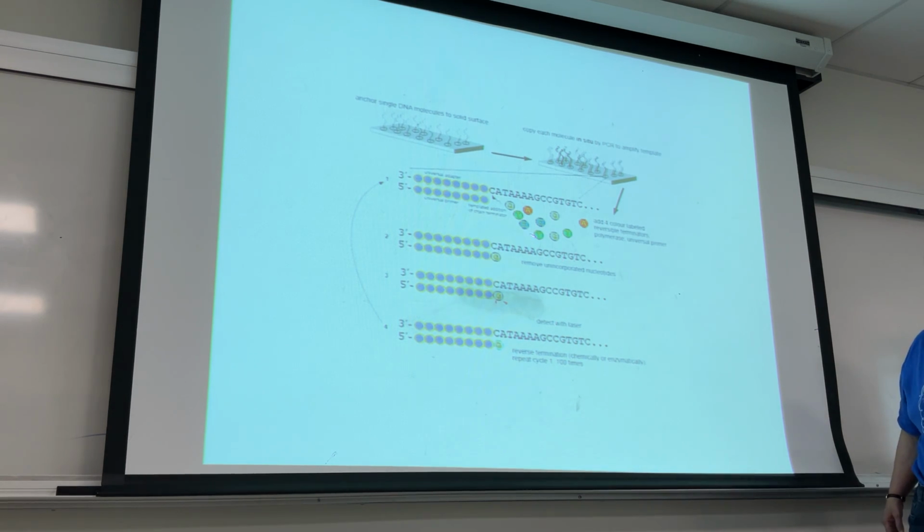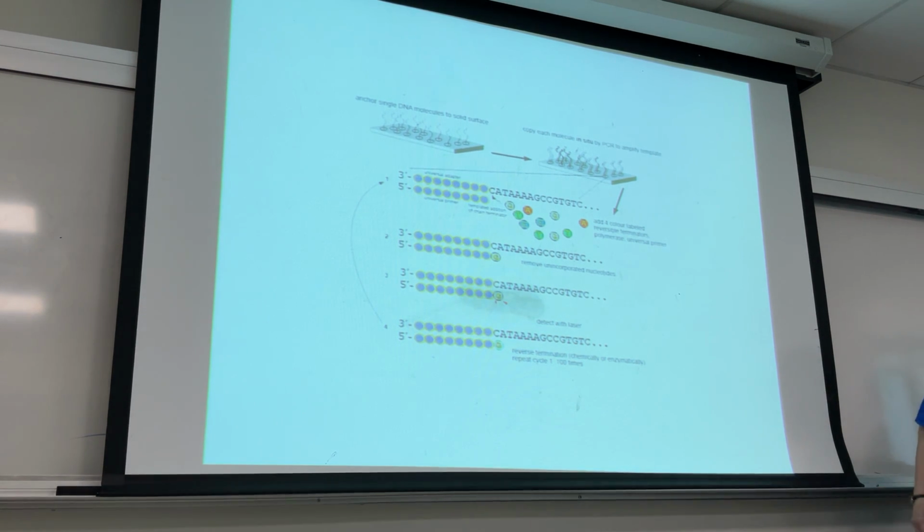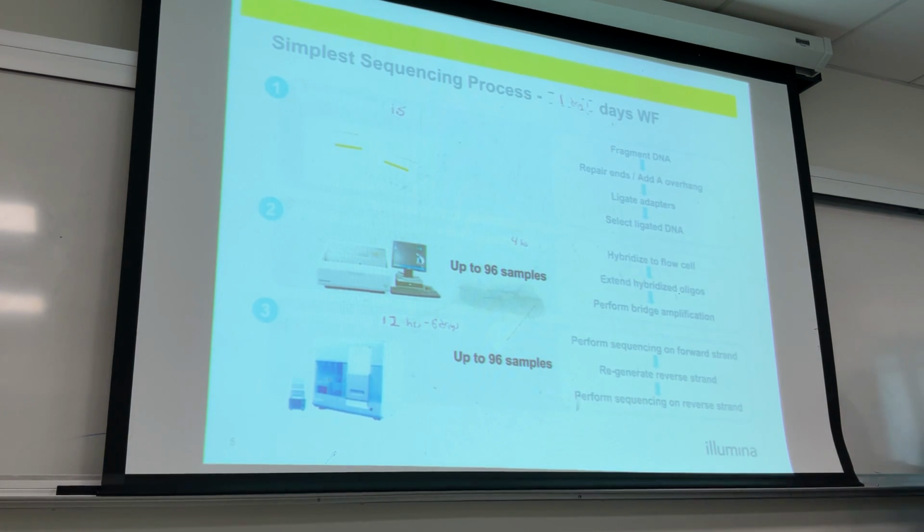Those incoming bases have different fluorophores attached to them. And those different fluorophores can then be detected with a laser that's on the microscope slide. So how do we get to this point? That's the big story of how do we get there. So there's a process to the sequencing.